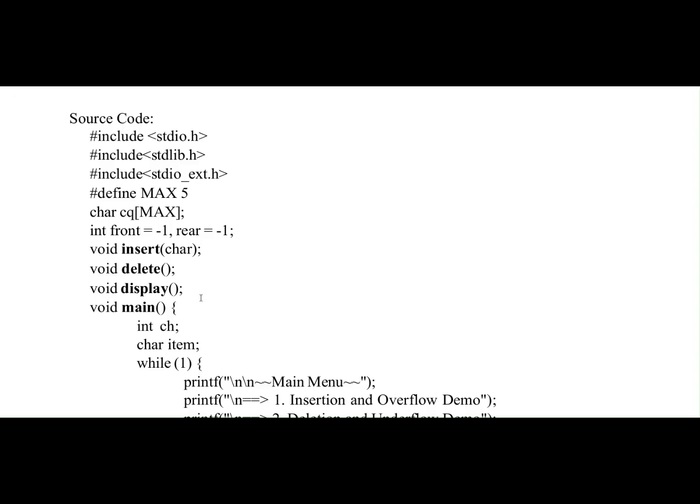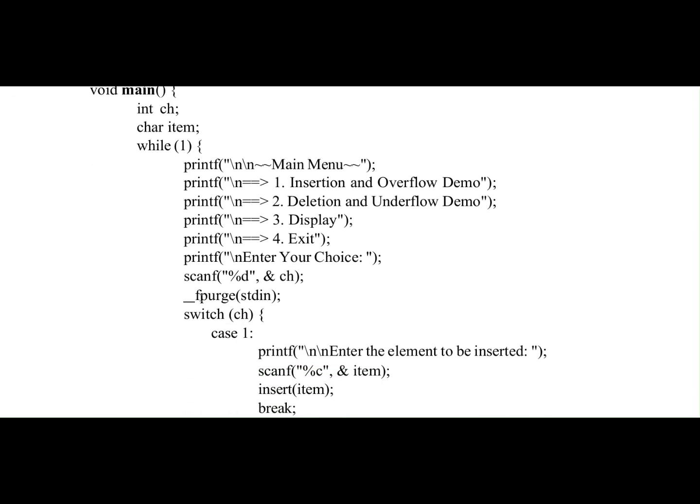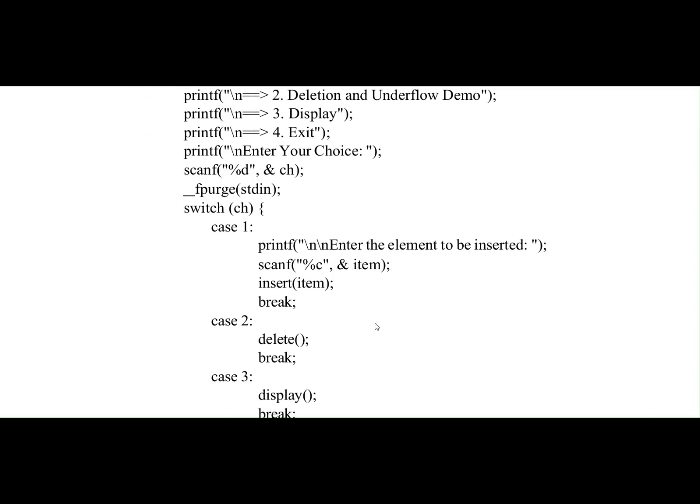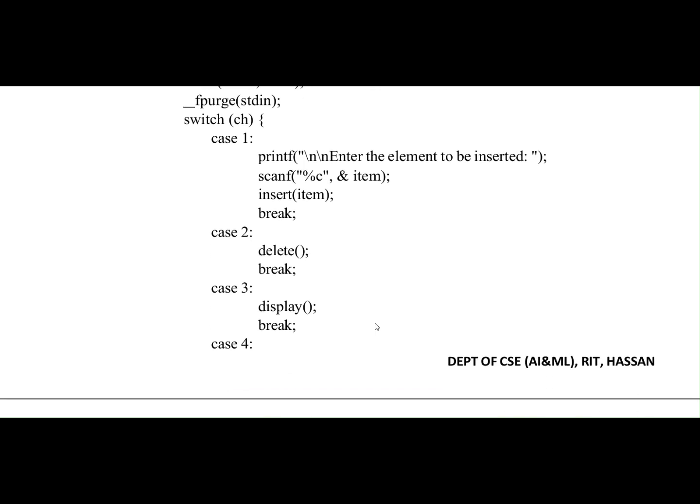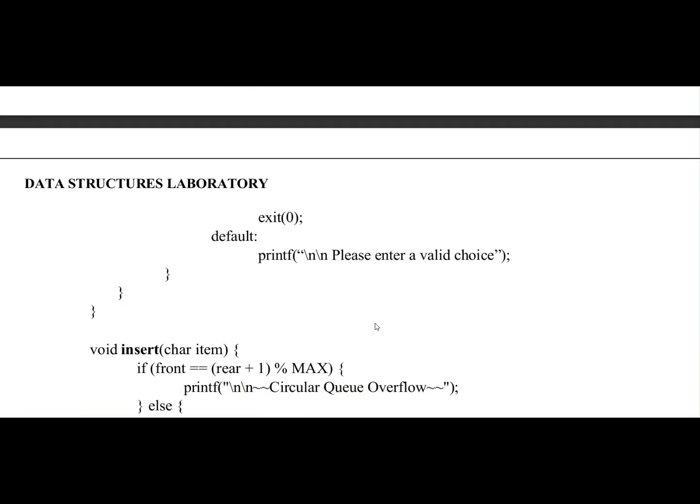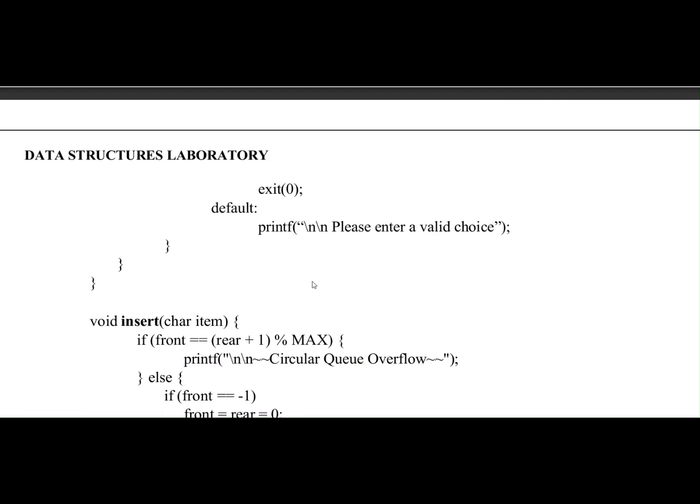In the main function, we are displaying a menu for the user. The first one is insertion and overflow demo. Second, deletion and underflow demo. Third, display. Fourth, exit. And we are asking the user to enter their choice, and we are taking the user choice using scanf. In case 1, we are inserting an item into the queue. In case 2, we are deleting an item from the queue. In case 3, we are displaying the items. In case 4, it's an exit. In default, we are asking the user to enter a valid choice.